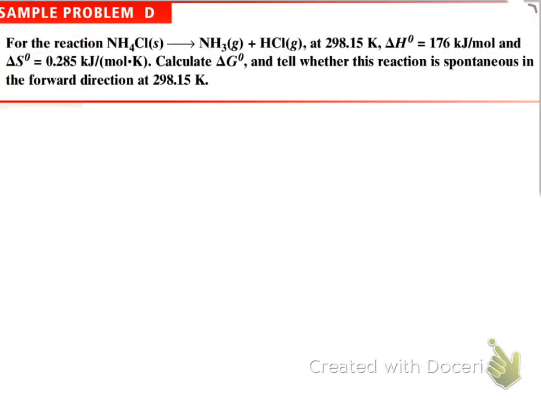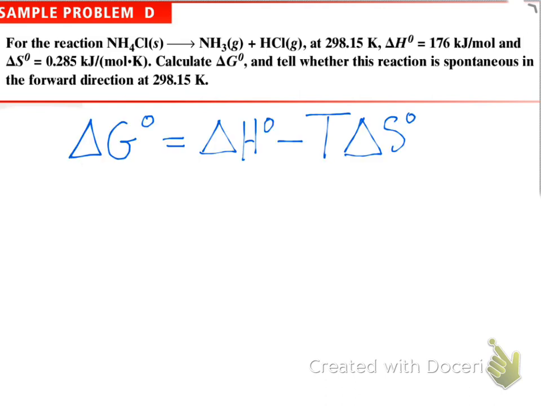Okay, welcome back. This is the last little bit of information I want you to know from chapter 16 about reaction energies. That involves a whole new formula. That formula is the change in G with a superscript of 0 equals the change in H with a superscript of 0 minus T, which is temperature in Kelvin, times the change in S with a superscript of 0. As I alluded to in the beginning, this is where everything comes together.